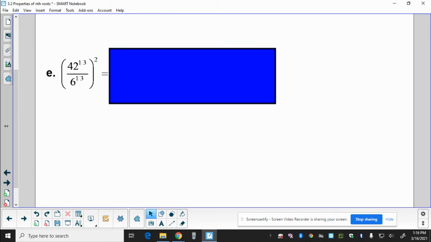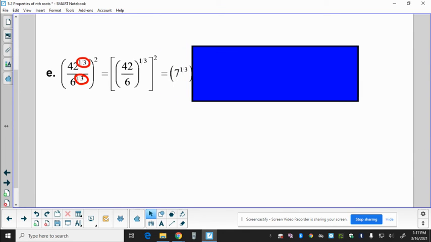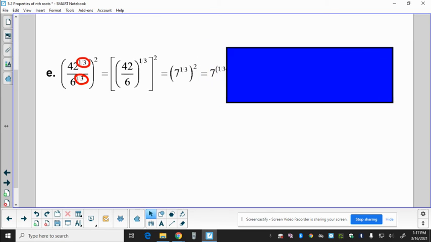Let's go down to E. Now, if you look at this, do you notice that these both have the same exponent of 1/3? So I think we could regroup the 42 over 6 to the 1/3 power, and then it's still squared. And you know what 42 divided by 6 is. That's 7 to the 1/3 power, which is still squared. And then you have a power to a power, which means you multiply.